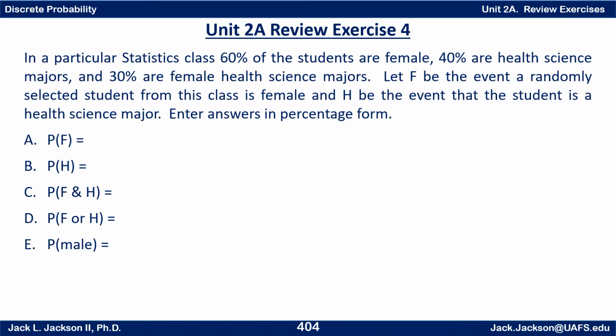Exercise 4. In a particular statistics class, 60% of the students are female, 40% are health science majors, and 30% are female health science majors. Let F be the event a randomly selected student from this class is female, and H be the event that the student is a health science major. Enter the answers in percentage form for the following probabilities.